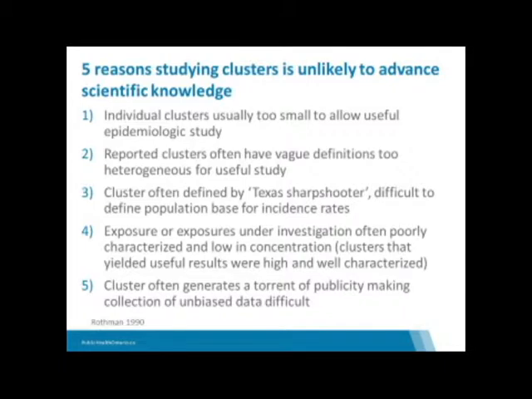So, Rothman is a skeptic on the utility of investigating clusters for these reasons. And he points out that the clusters that come forward are usually too small to allow useful epidemiologic study, and that these clusters are often based on vague definitions, too heterogeneous for useful study. I think there are ways around that. A cluster is often defined by the Texas sharpshooter phenomenon, and it's difficult to define the population base for formal statistical analysis. Everyone's familiar with the Texas sharpshooter, are you?